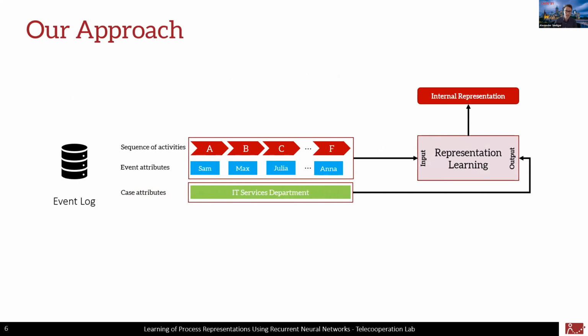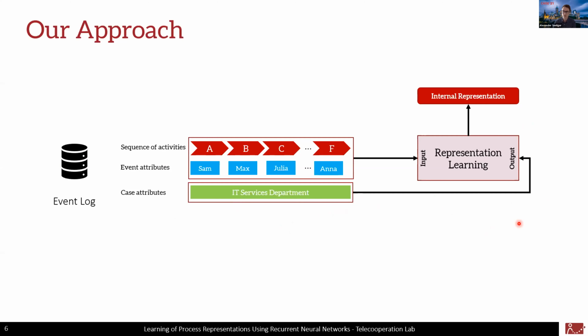So here's a very basic overview of the approach itself. You have an event log, of course, that consists of a sequence of activities like A, B, C, and so on. And you may also have additional event attributes such as the resource. In this case, it's Sam, Max, and Julia, and so on for each of the events. These two things are then part of the input of our neural network. On the other hand, we also have some case attributes attached to each of the cases. In this case, it's, for instance, the department that may be of interest here. And we connect this to the output layer of our approach.